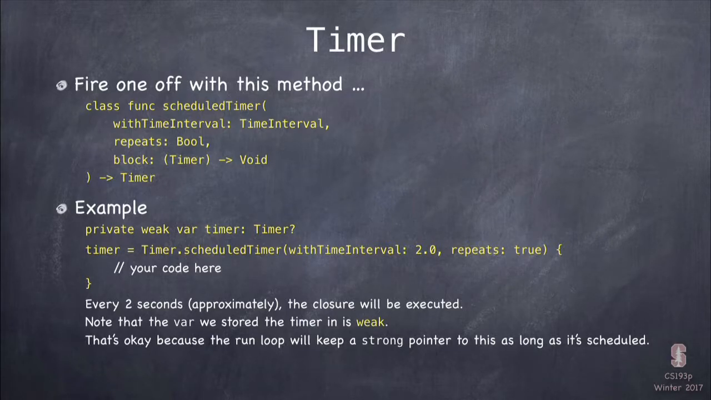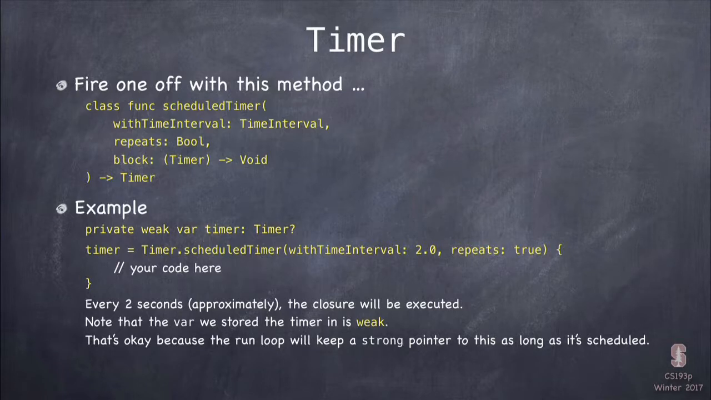Okay? Now, one thing to note about this little example here is notice my timer is weak. Okay, see that weak? Why do I make that timer weak? Well, when I schedule this timer and it puts it on the run loop, it's going to grab a strong reference to it. So I don't need a strong reference to it. And in fact, if I make my reference weak, then when this run loop is done with it, when this thing finally stops running, my timer var there will be set to nil. Perfect, exactly what I want, because there's really no use to having a pointer to this timer if it's not running anymore.